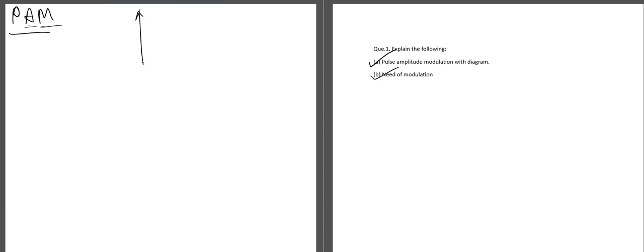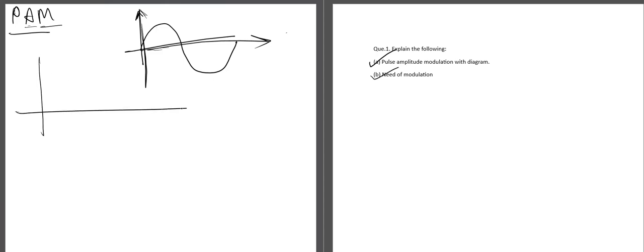So what do we mean by that? In pulse amplitude modulation, suppose this is a sinusoidal signal, any kind of sinusoidal signal, and we are representing it like this. And this is a pulse train. Pulse train means it is a sequence of pulses. These individual lines are all pulses, which is known as a pulse train.